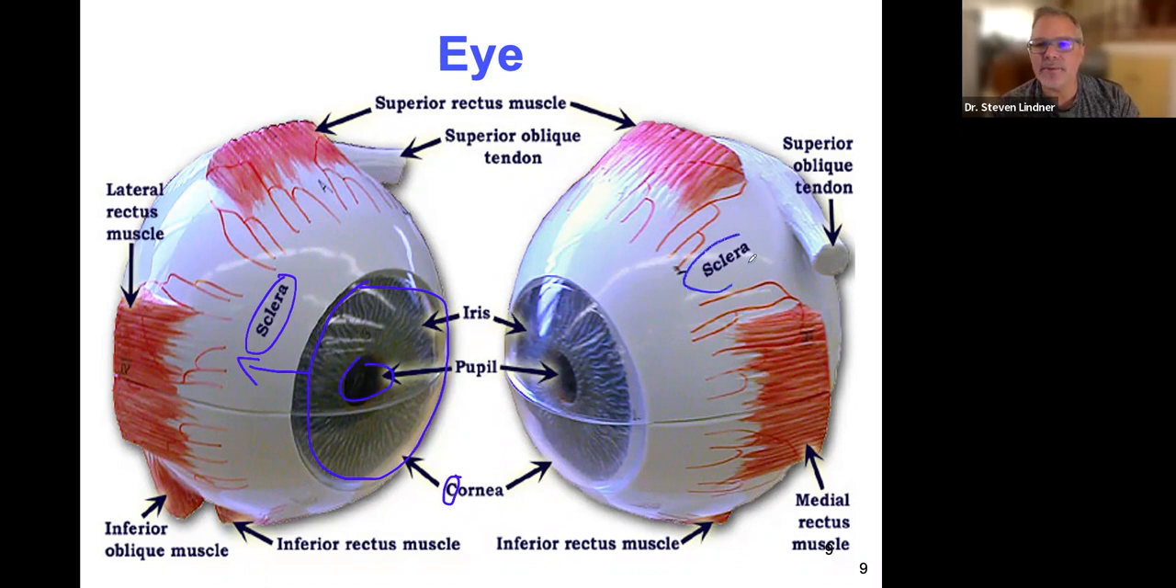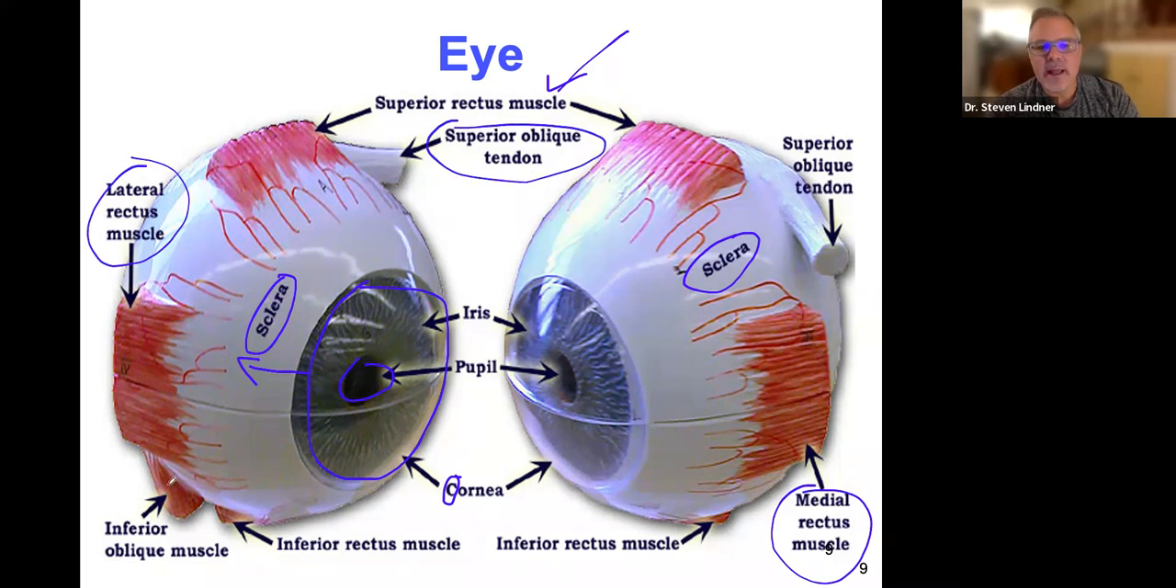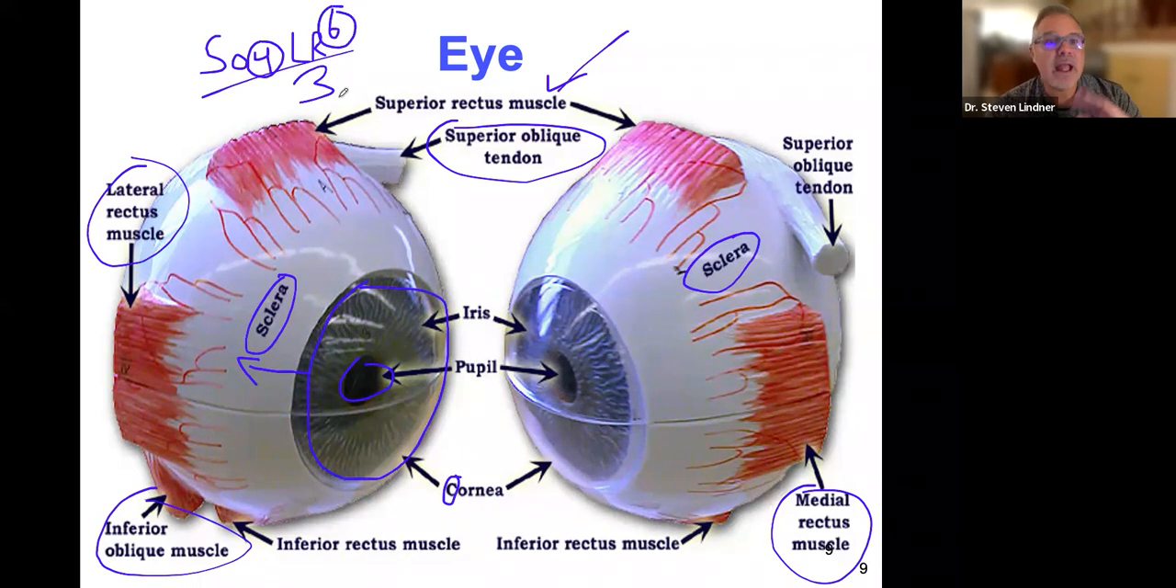We can see the sclera off to the right, and we can also see some of the musculature. Right up on top, we see the superior rectus. On the inside, we see the medial rectus. On the outside of the eye is the lateral rectus. We can see a little bit of the superior oblique tendon, and on the bottom, a little bit of the inferior oblique tendon. So a good place for you to remember the SO4, LR6, all over 3, which tells us the superior oblique muscle is innervated by the trochlear nerve, the lateral rectus is innervated by the abducens nerve, and the other eye muscles are innervated by the oculomotor, cranial nerve number 3.